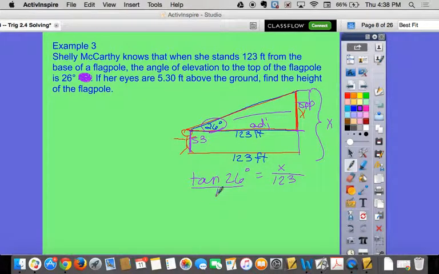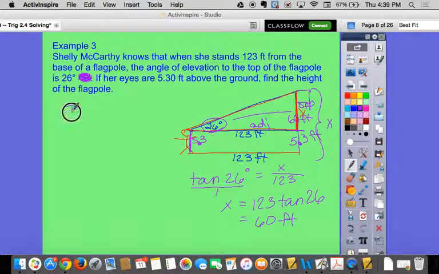Put that over 1, cross multiply. X equals 123 tangent 26. Okay, let's run that through our calculator. We got 123 tangent 26. It's really super close to 60, so let's just round up to 60. So this is going to be 60 feet. Well, you know her eyes are 5.3 feet. So the total height is going to be 65.3.